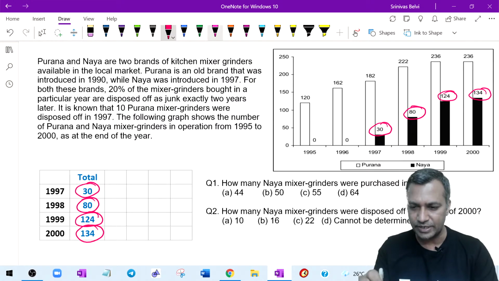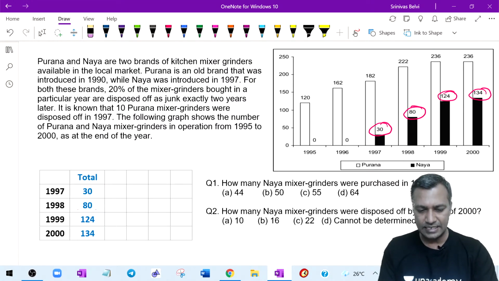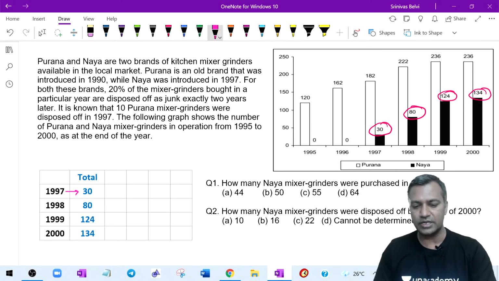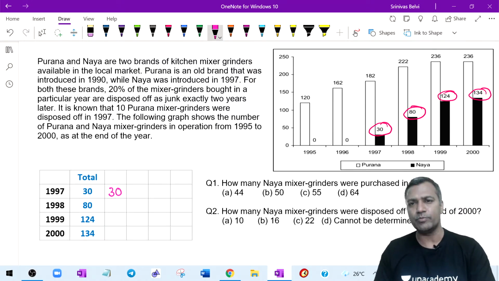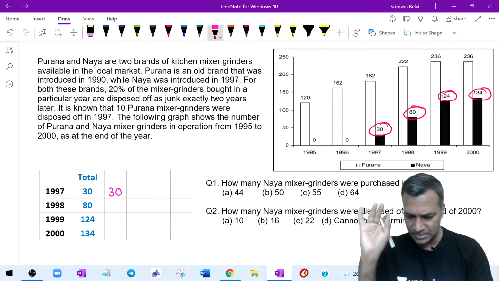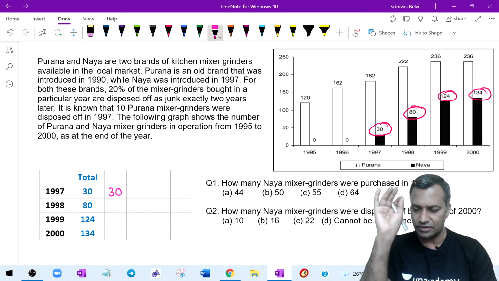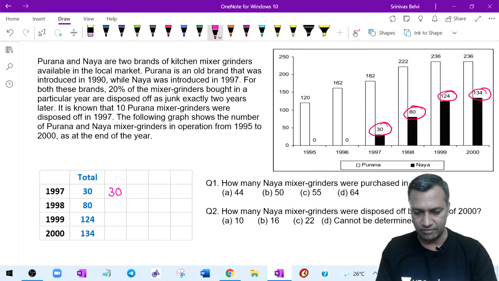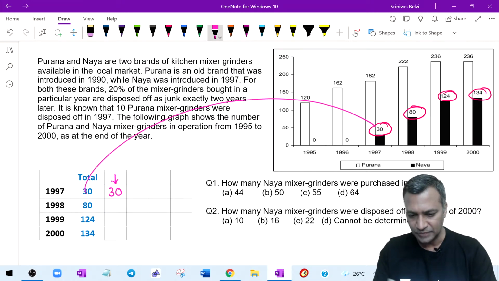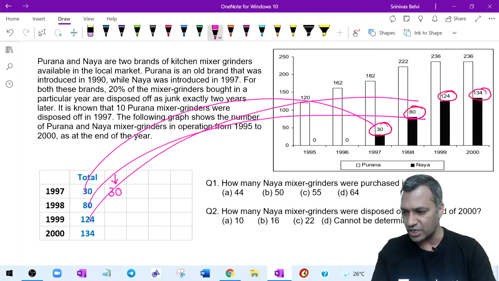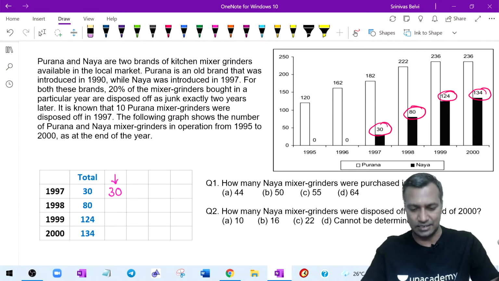Fair enough. Let me quickly explain this. In 1997, they manufactured 30 new items. I will write 30 new here to start with. You may wonder why I am writing 30 new there. Simple. In 1997, 30 numbers were manufactured. Look at only this 30. This data I just copied from the chart. Now I'm analyzing that particular data.